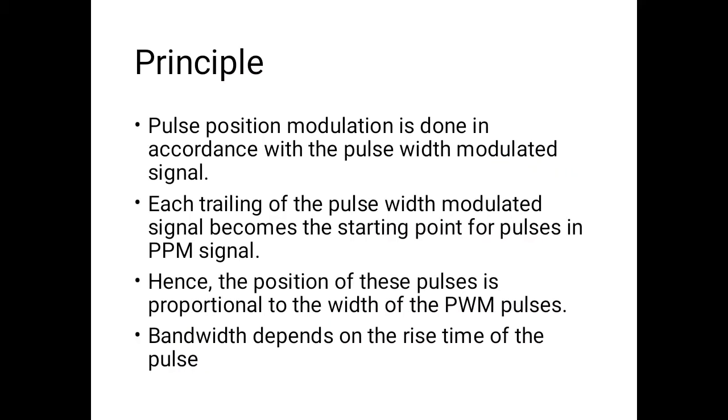Now, the principle of PPM. PPM is done in accordance with the pulse width modulated signal. Each trailing edge of the pulse width modulated signal becomes the starting point of pulses in PPM. In PWM, we have already seen that every pulse will have two edges, leading edge and trailing edge. Hence, the position of these pulses is proportional to the width of PWM. Since it is derived from the PWM output, the position will depend upon the width of PWM. And bandwidth depends on the rise time of the pulse. That means T, time period.